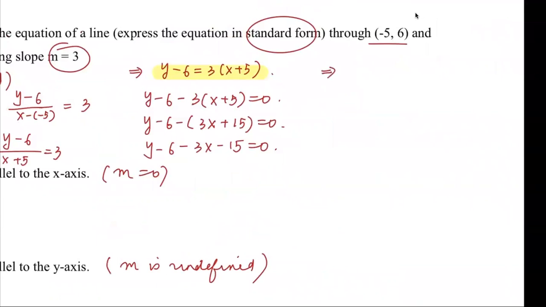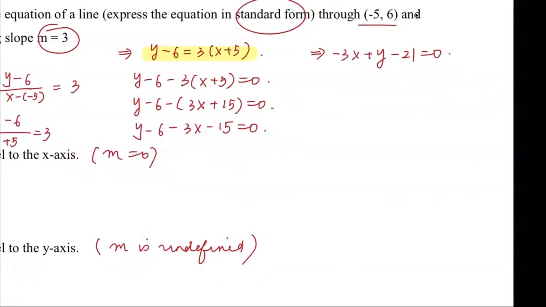And this gives us minus 3x plus y minus 6 minus 15, that's minus 21, is equal to 0. Equal to 0. So this is the standard form. If you want to check if the answer is correct, you simply plug this number in the equation. If the equation holds, then that means we found the correct expression. If it doesn't, then there must have been something wrong with our calculation. So we can check.